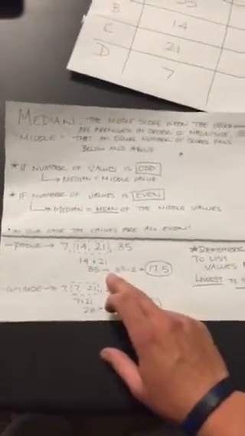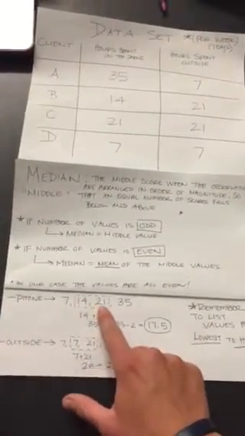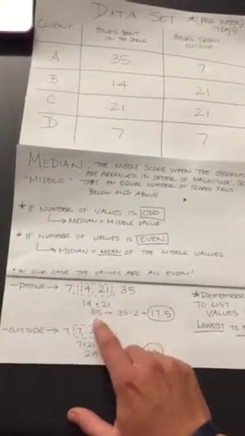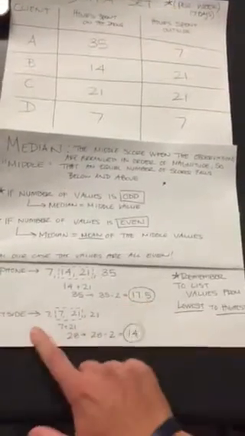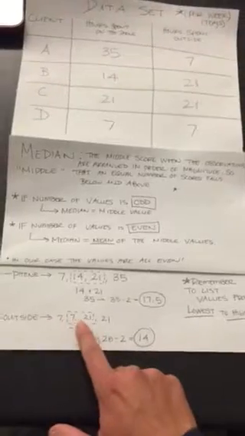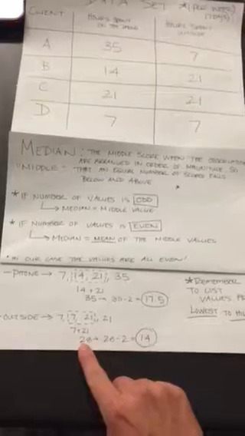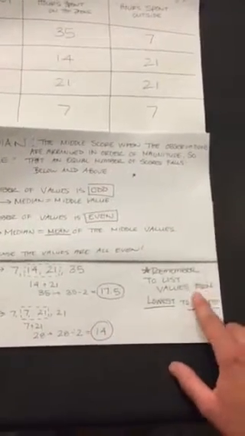So in our case with our data, we had even values because we only used 4. So for the phone, placed in numerical order was 7, 14, 21, and 35. So I took the values 14, 21, added those two and divided it by 2 because that's how many there were, found the average. Did the same thing for outside values, 7, 7, 21, and 21. Took the two middle ones, added them together, divided by 2 to find the average of 14. It's really important to remember to list your values from lowest to highest.